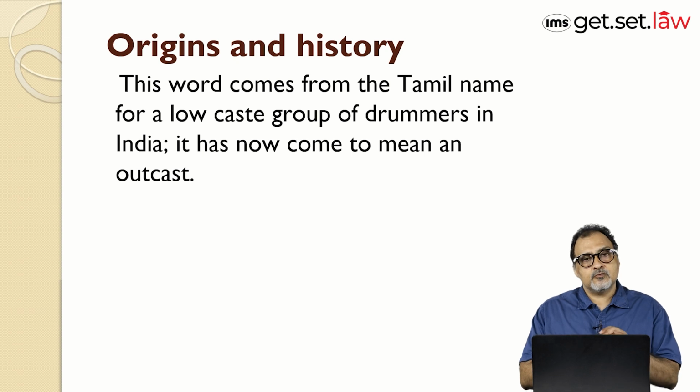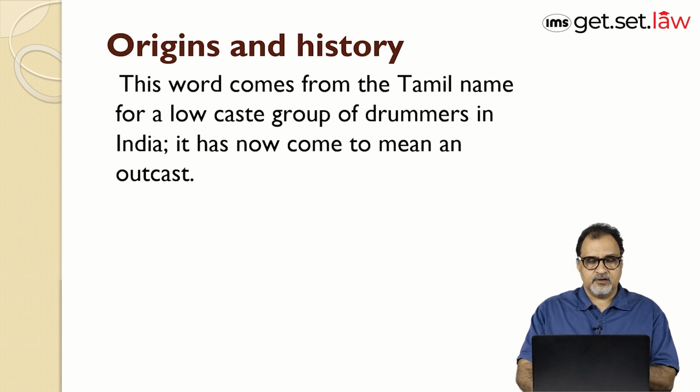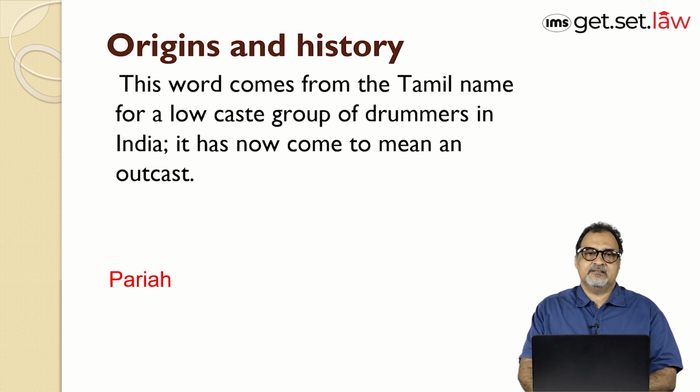Okay. So the word originally comes from a group of a clan, you could say, of drummers. But now it means an outcast. So what is the word? Okay. Now here is where you pause your video, think of it and come back to it. The word is pariah. It's pronounced kind of like apna pariah. So pariah means an outcast. Pariah is also frequently used to talk about street dogs. Okay. Let's look at another word.